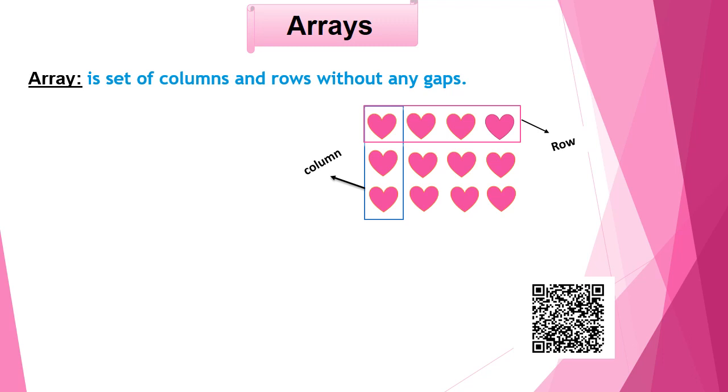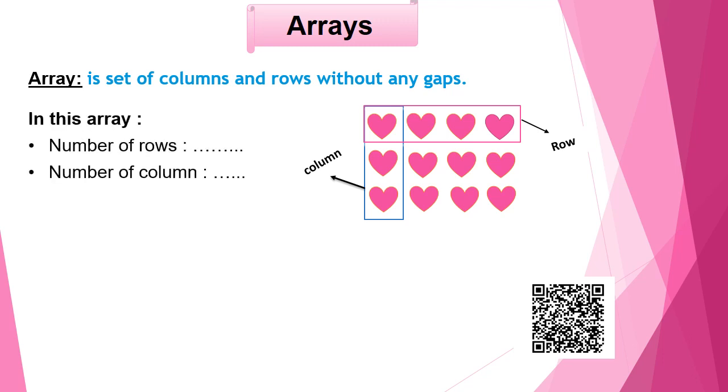Okay? And we said columns are the items which are arranged in a vertical way or vertical direction. And rows are items which are arranged in a horizontal way or horizontal direction.